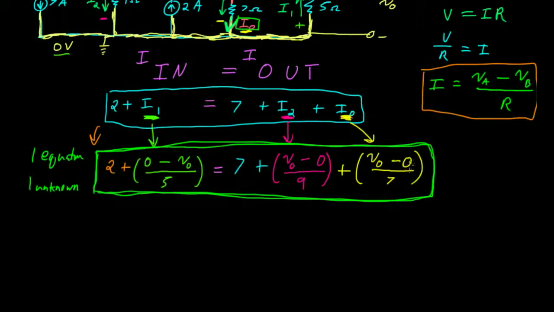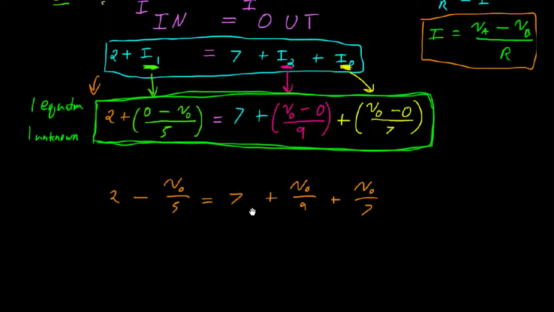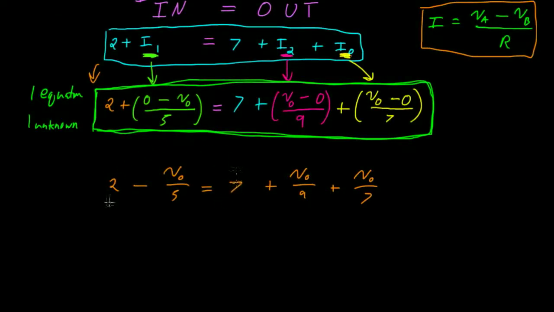So now I'm just going to rewrite this. I'm going to get rid of all of these zeros and V0 minus 0, because we know if we subtract 0 here that we're not really changing this, and I can just rewrite this as negative V0. So let me just go ahead and do that. 2 minus V0 divided by 5 is going to be equal to 7 plus V0 divided by 9 plus V0 divided by 7. So now what I'm going to do is I'm going to group all of the constants on one side and all of my V0 terms on the other.